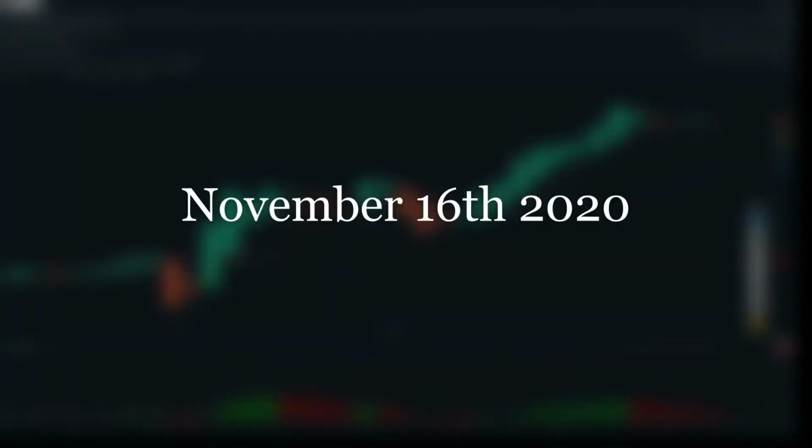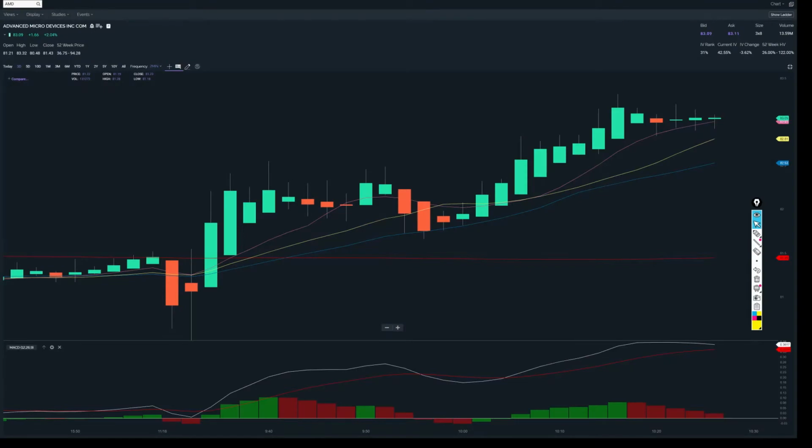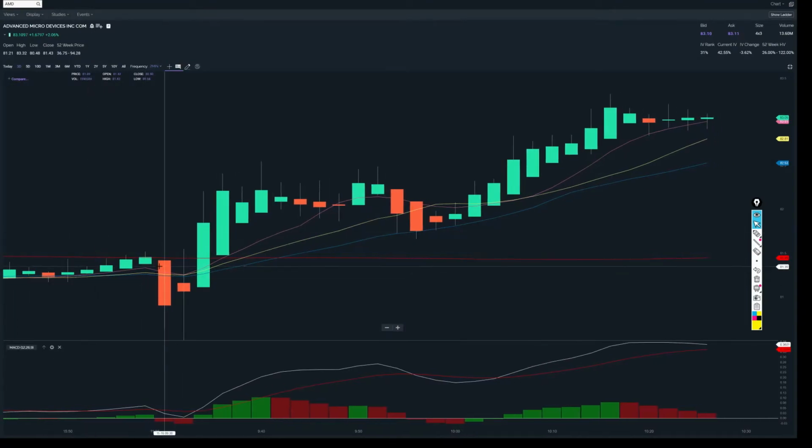Today is November 16th, 2020, and we are looking at our 2-minute chart of AMD. Okay, so we opened today here. We started right below our moving average. I'm going to go ahead and write it out. So we're below the 20 already, below the 200 already. We fell below our other moving averages. This is our little bottom right now.